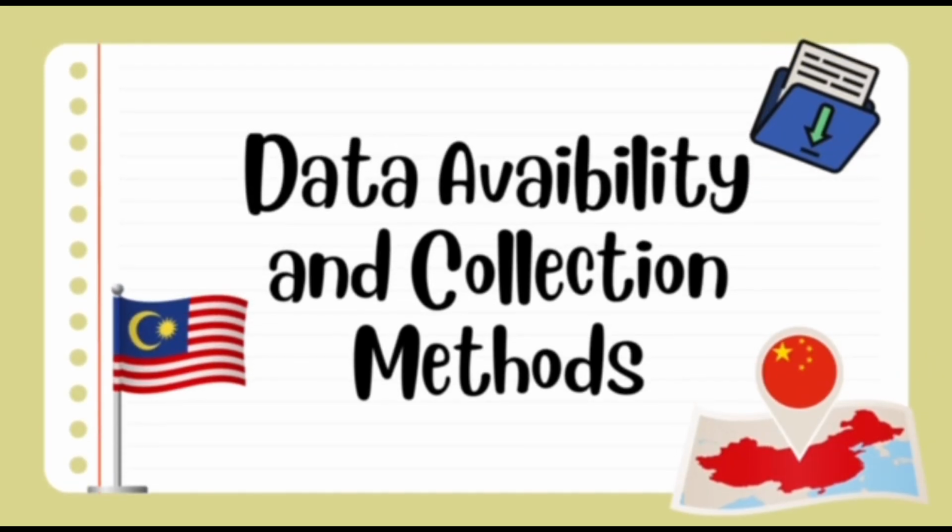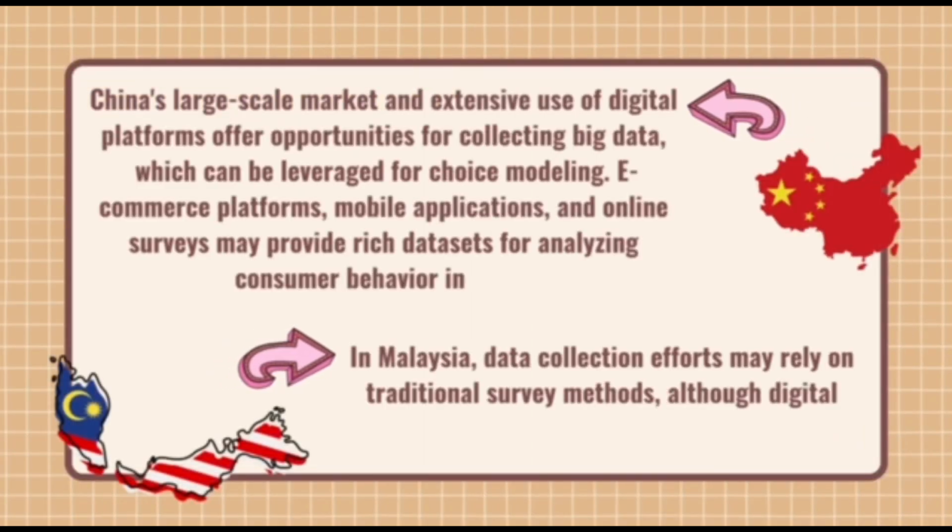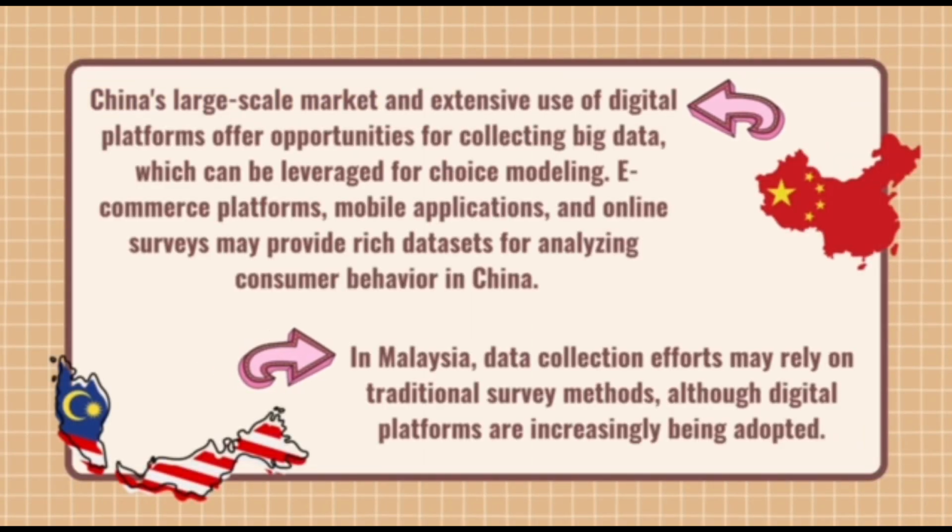Third is data availability and collection methods. Data availability and accessibility may differ between Malaysia and China. China's large-scale market and extensive use of digital platforms offer opportunities for collecting big data, which can be leveraged for choice modeling. E-commerce platforms, mobile applications, and online surveys may provide rich data sets for analyzing consumer behavior in China. In Malaysia, data collection efforts may rely on traditional survey methods, although digital platforms are increasingly being adopted.